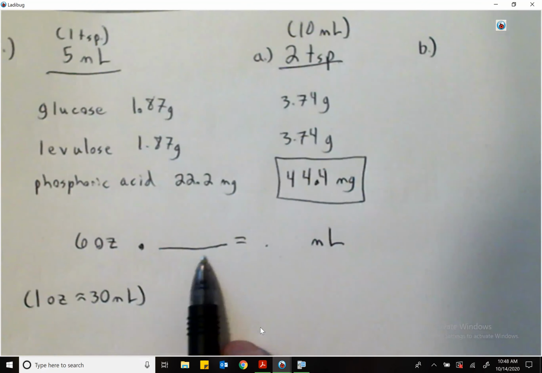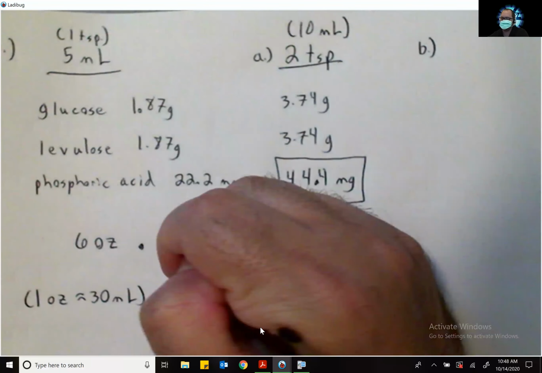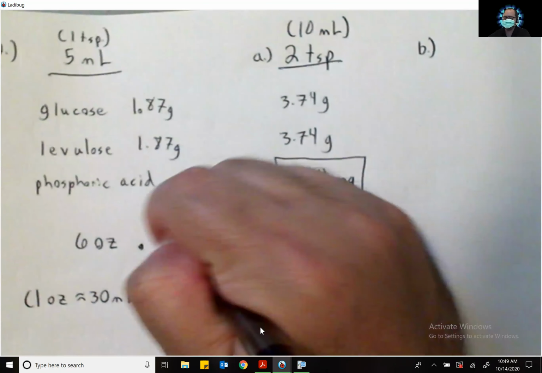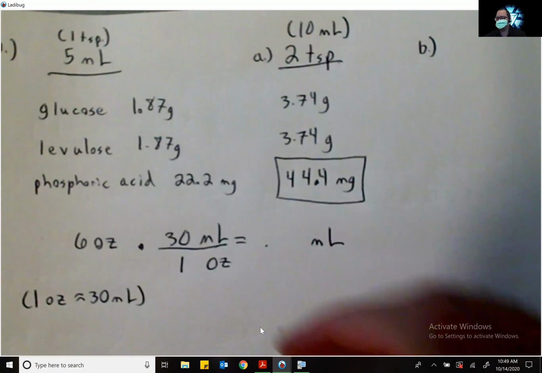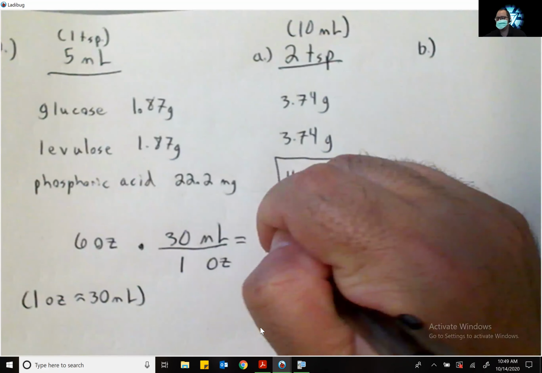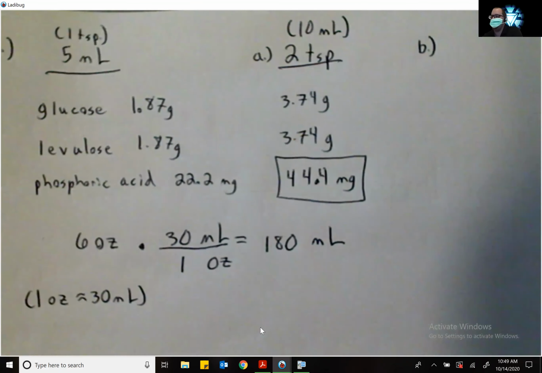Ounces. And milliliters will be in the numerator. So now you know that the 1 goes with the ounces and the 30 goes with the milliliters. So in the end, in that bottle, there are 180 milliliters.